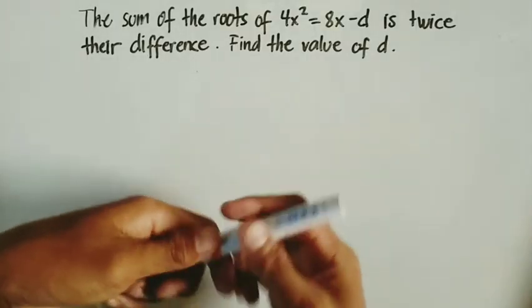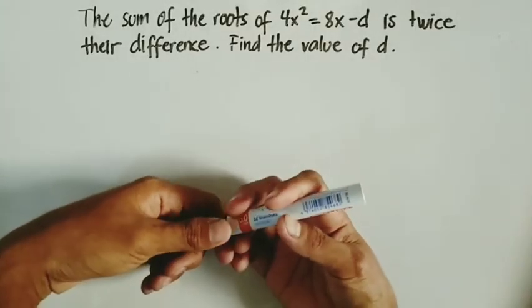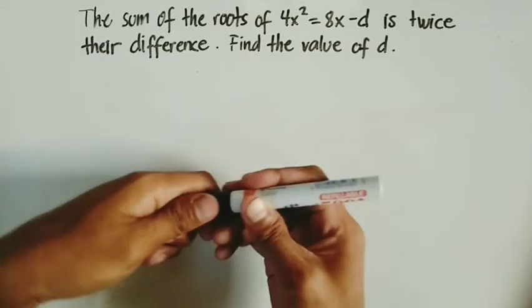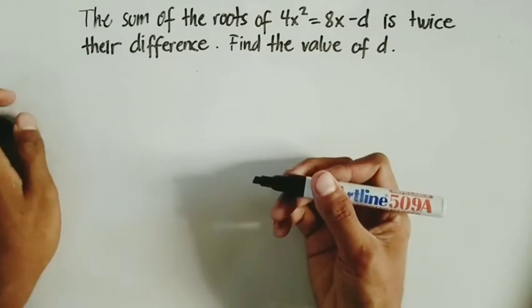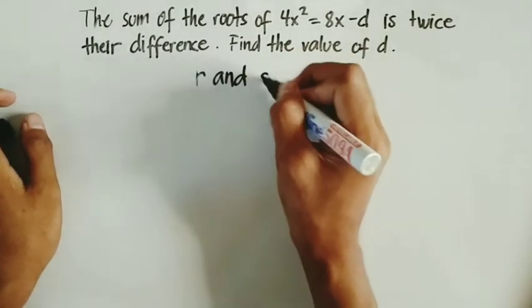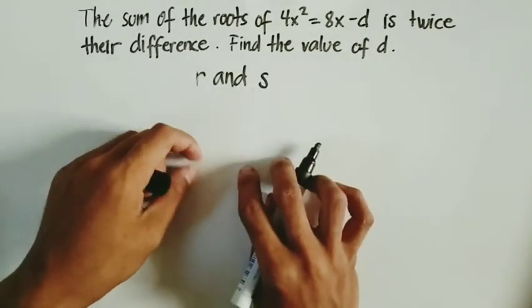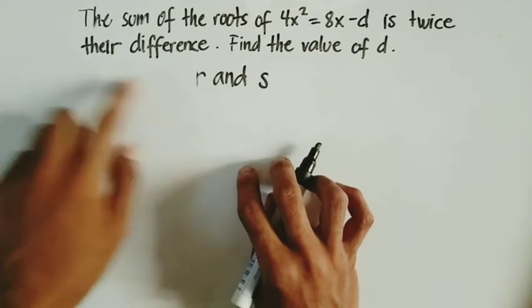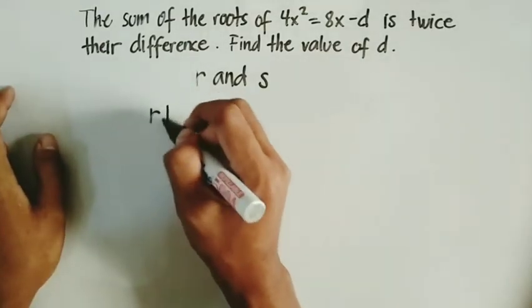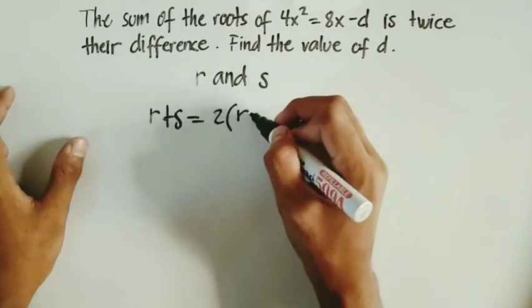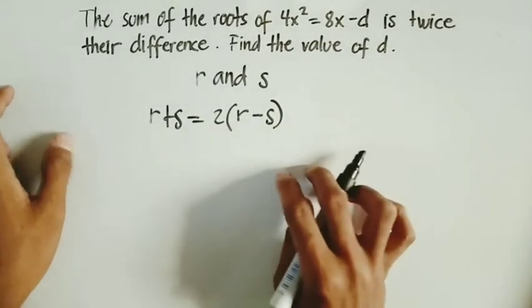The sum of the roots of 4x squared is equal to 8x minus d is twice their difference. Find the value of d. First, we will let the roots be r and s. Next, sabi daw, yung sum daw ng roots is twice their difference. So, r plus s is twice times r minus s.